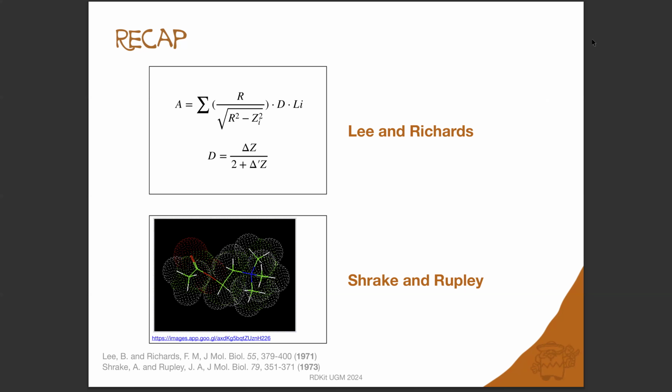A similar, slightly later algorithm by Shrake and Rupley, again, took our set of atoms of intersecting van der Waals spheres and represented them as a set of 92 dots. And then the area that we obtained came from the sum of the dots that weren't occluded by a neighboring atom. The work that I'm going to present today is a variant of the Shrake and Rupley algorithm.